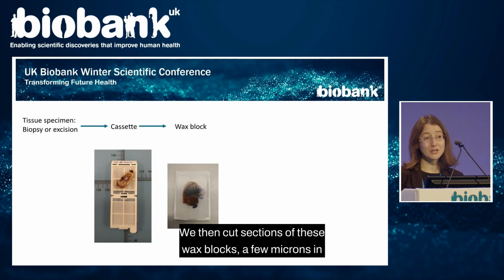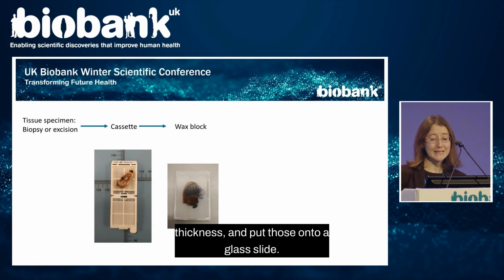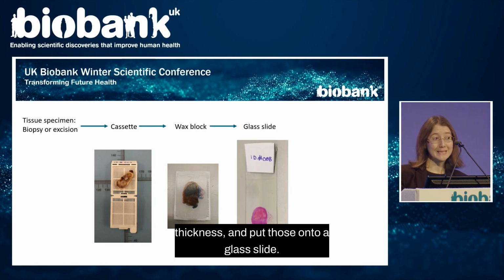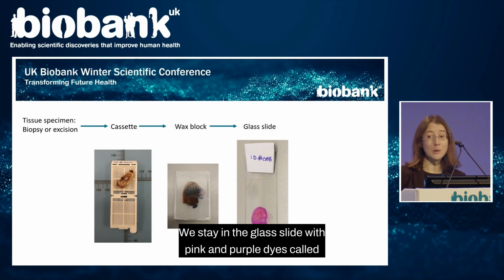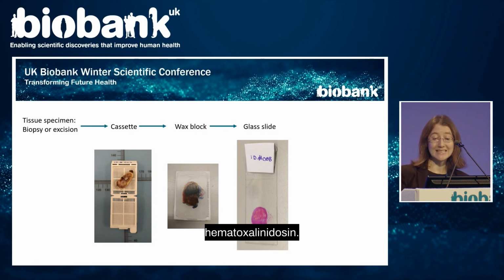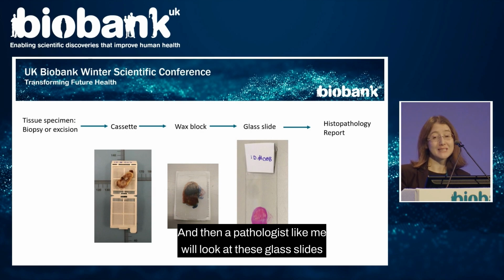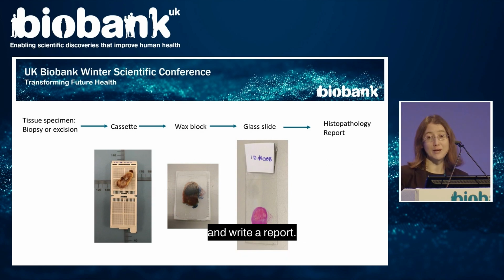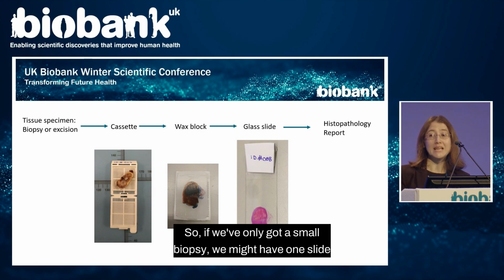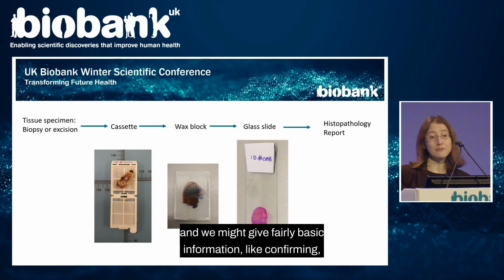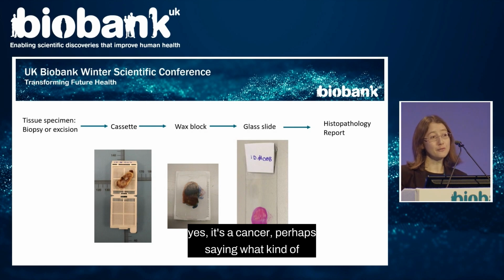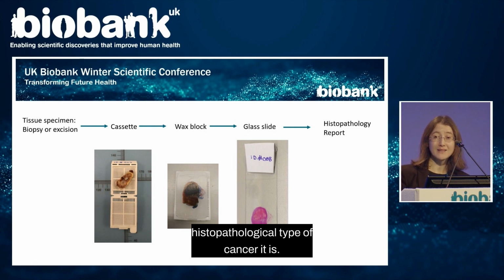We then cut sections of these wax blocks, a few microns in thickness, and put those onto a glass slide. We stain the glass slide with pink and purple dyes called hematoxylin and eosin, and then a pathologist like me will look at these glass slides and write a report. So if we've only got a small biopsy, we might have one slide, and we might give fairly basic information, like confirming, yes, it's a cancer, perhaps saying what kind of histopathological type of cancer it is.